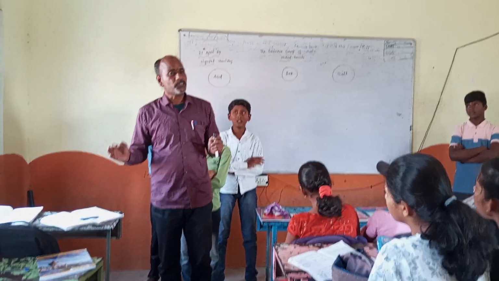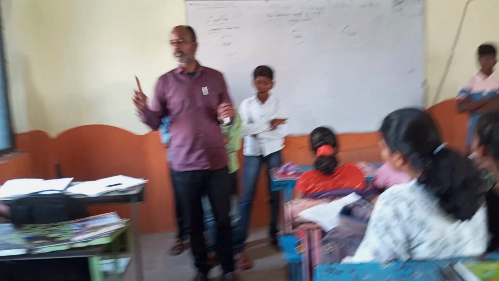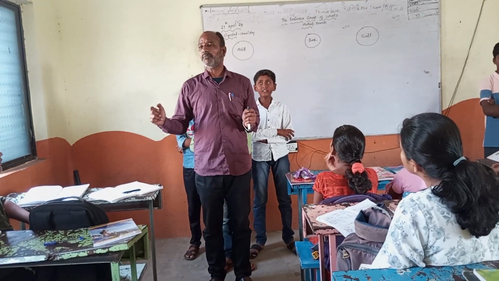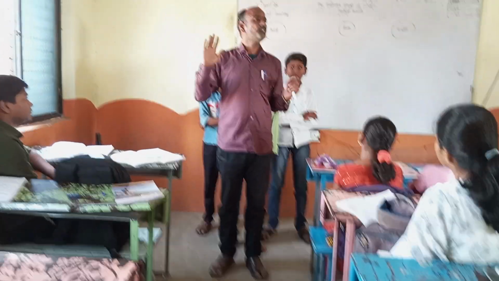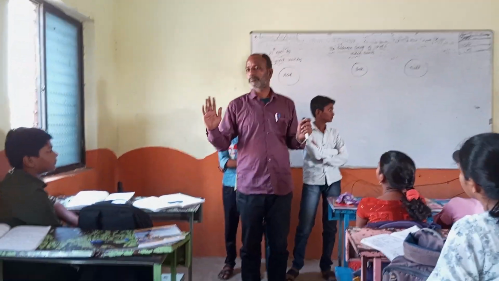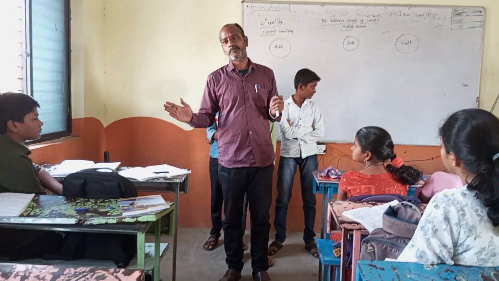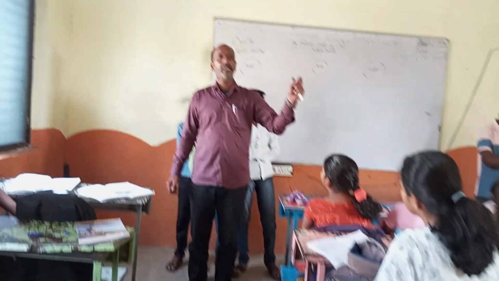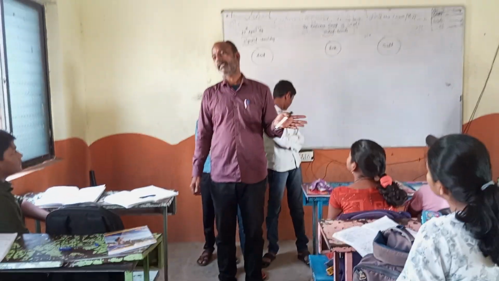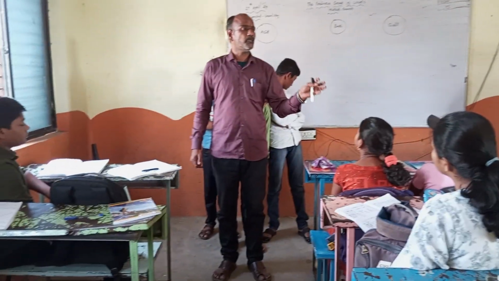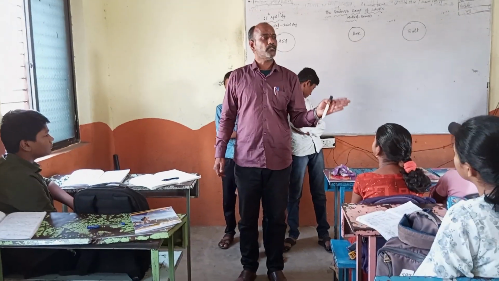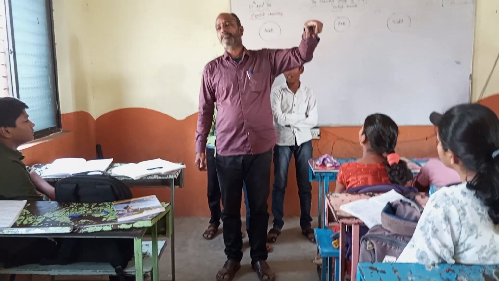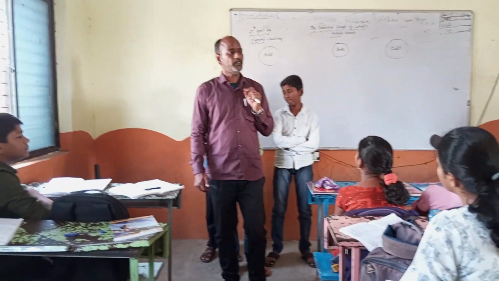What are the examples for strong base? Sodium hydroxide, potassium hydroxide, magnesium hydroxide, and calcium hydroxide are examples for strong base. What are the examples for weak base? Ammonium hydroxide, aluminum hydroxide, like that. NH4OH is called ammonium hydroxide.